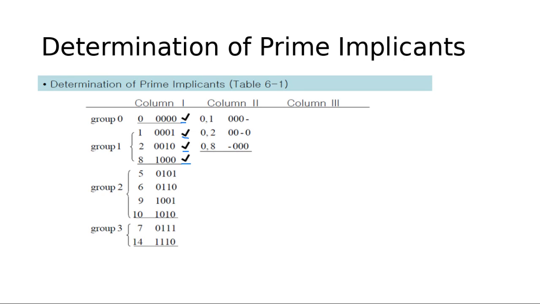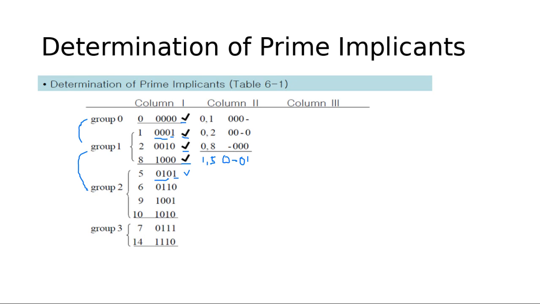Okay, let's see the other groups. We can combine group 0 and group 1, and we can also combine group 1 with group 2. When you see 1 and 5, there is only a one-bit change, right? It means 1 and 5 gives 0 dash 0 1, not a dash in the last bit because the 1 is not changing. It's the same.